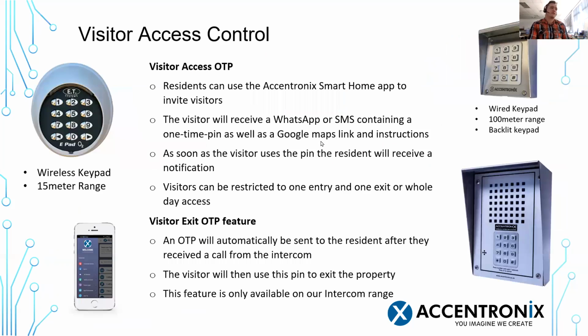Okay, a bit more about the visitor one-time PIN functionalities. With the one-time PIN functionality, residents can use the Accentronix Smart Home app to invite visitors. The visitor will receive a WhatsApp or a SMS containing a one-time PIN, as well as a Google Maps link and instructions on how to use that PIN. As soon as the visitor uses the PIN, the resident will also then receive a notification saying that PIN has been used. Visitors can then be restricted to one entry and one exit, or they can have whole day access.